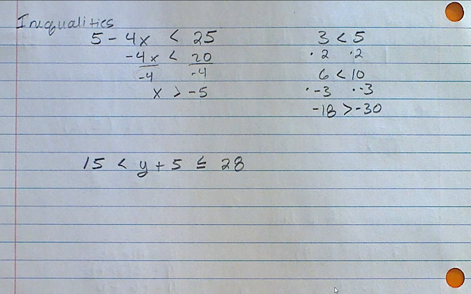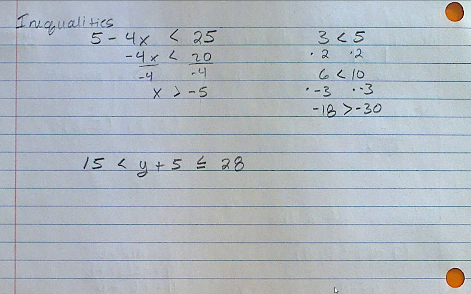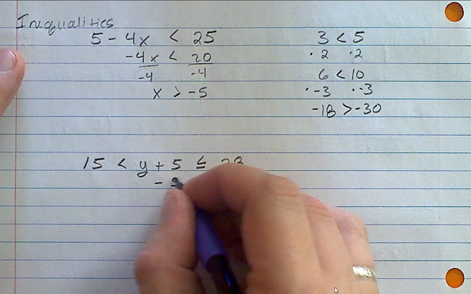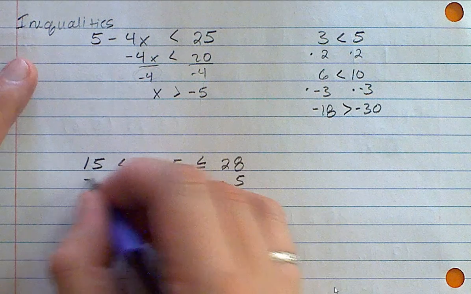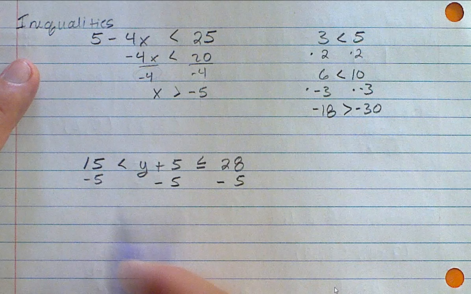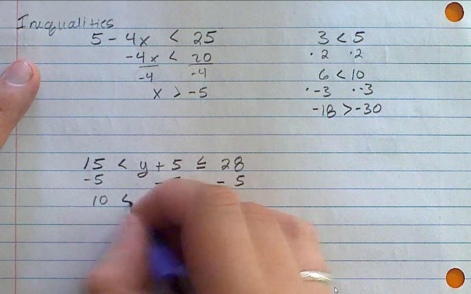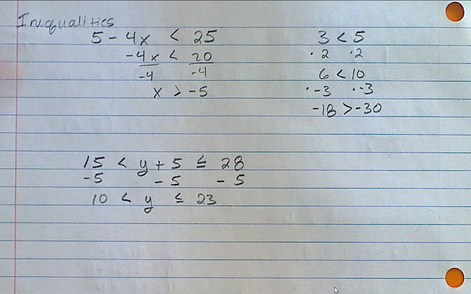So if you're solving this, you don't need to be afraid of it. So should we subtract 5? Yeah, all you have to do is subtract 5. But when you're subtracting 5, you're doing it not just to the middle, you're doing it to the right-hand side and also the left-hand side. So you're treating it like it's an equation with 3 sides. So this would turn out to be 10 less than y less than or equal to 23. And then you're done.